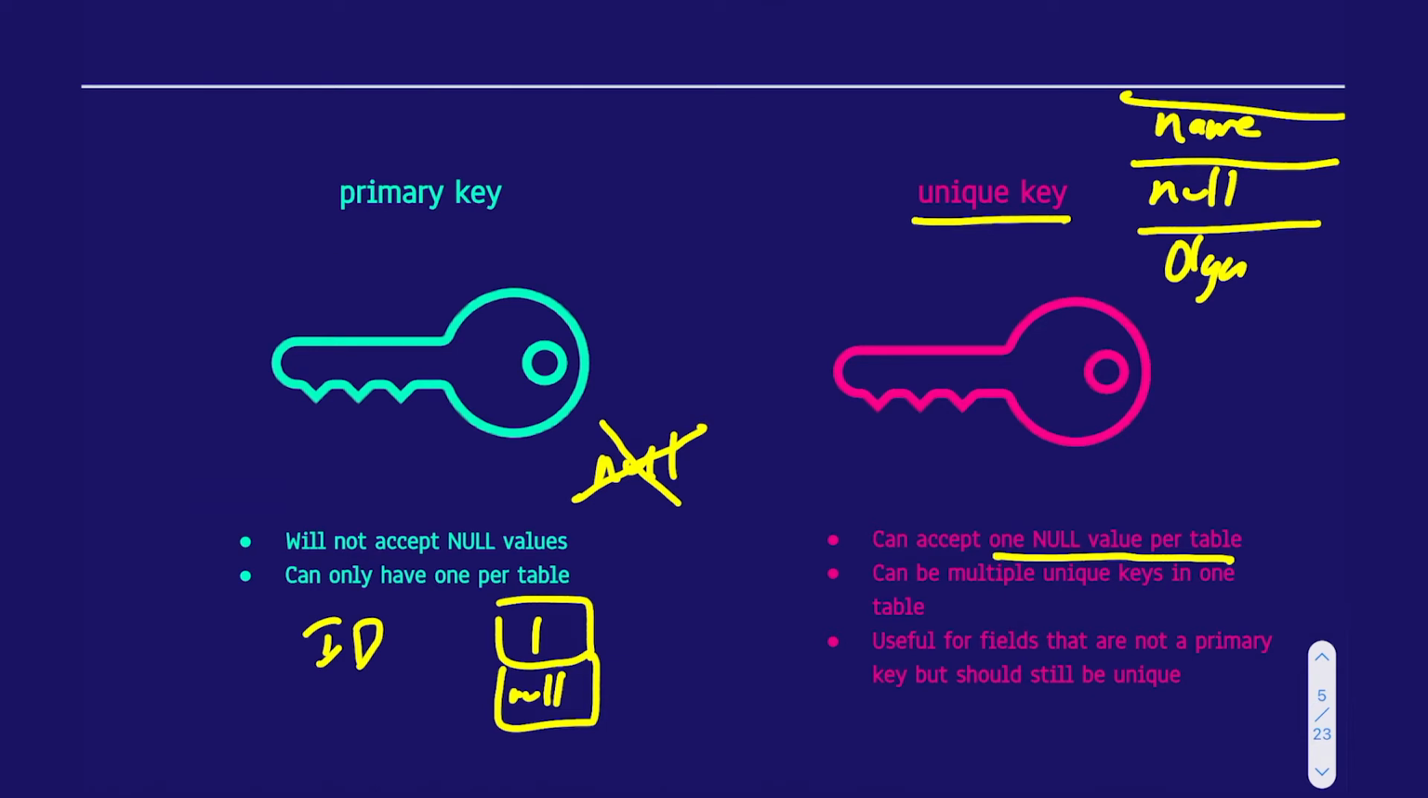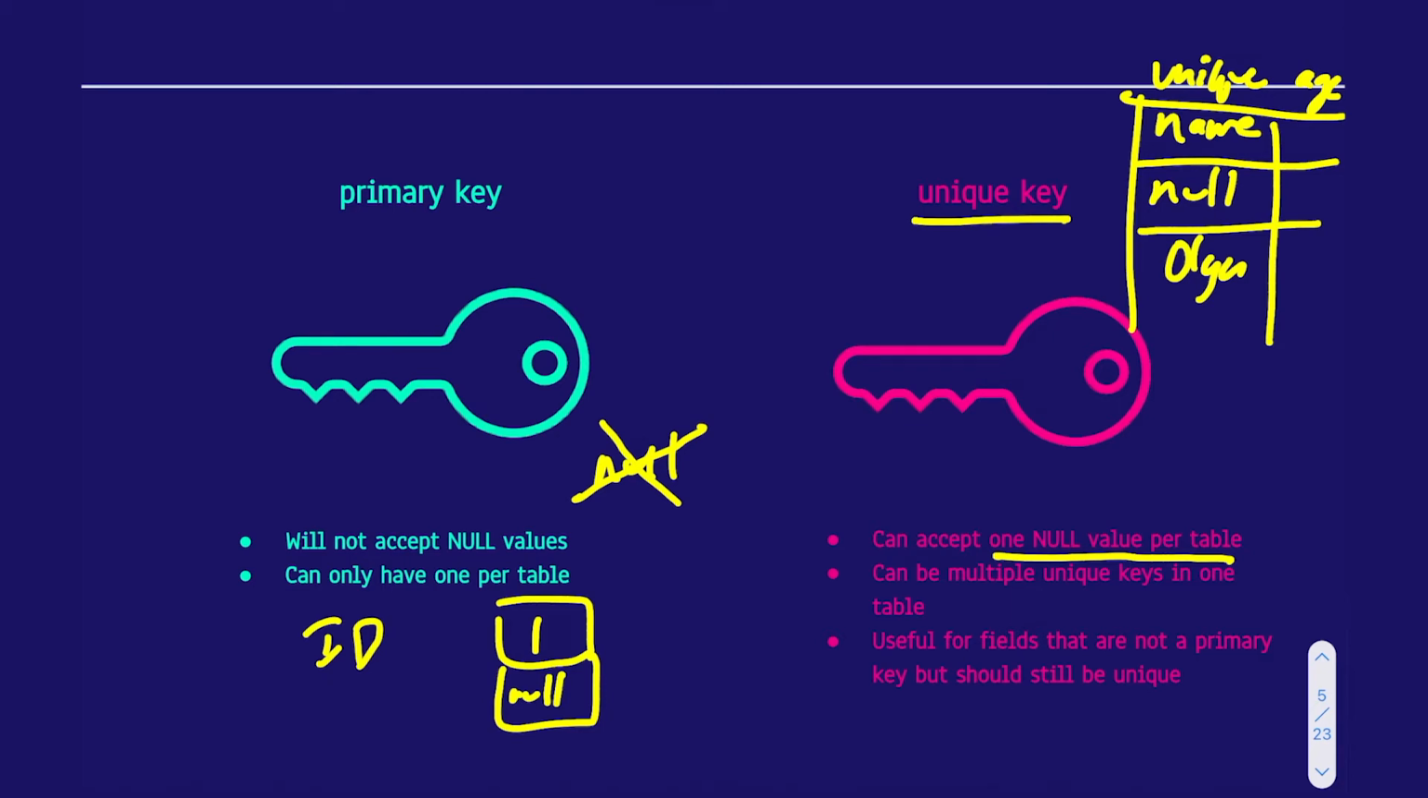And another difference between the unique key and the primary key is you can have multiple of these unique keys per table. So let's say in some sort of weird database, you won't have more than one person named one thing, right? We're going to say that's unique. Let's say, for example, you also want just one person of each age, and you said that is unique as well. It's okay for these to both be unique, as long as these both aren't primary keys. And like this last bullet says, it's useful for fields that are not a primary key but should still be unique.